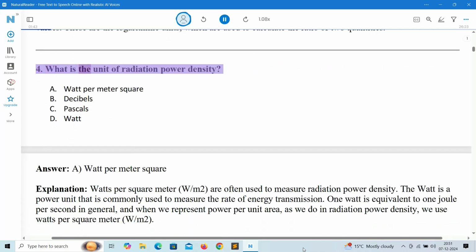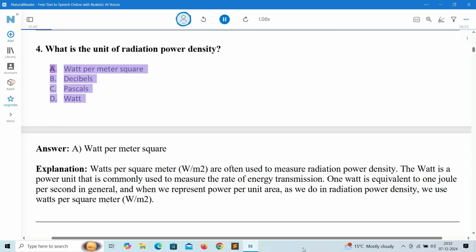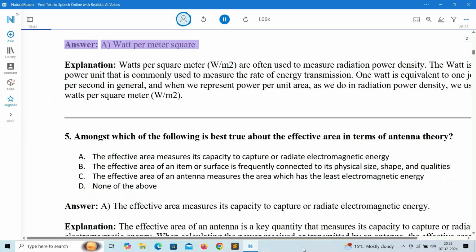4. What is the unit of radiation power density? A. Watt per meter square. B. Decibels. C. Pascals. D. Watt. Answer: A. Watt per meter square.